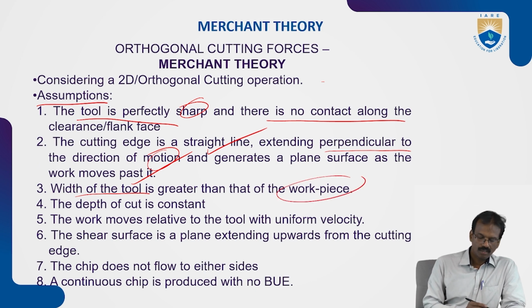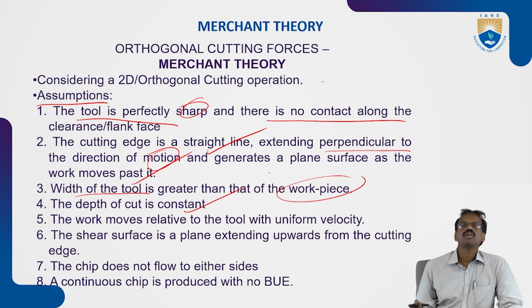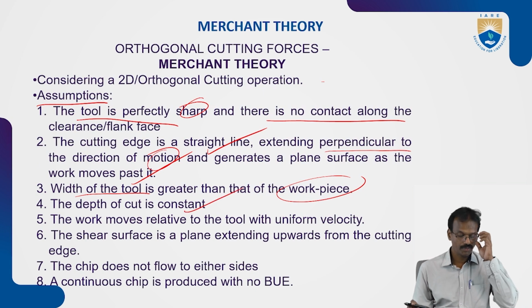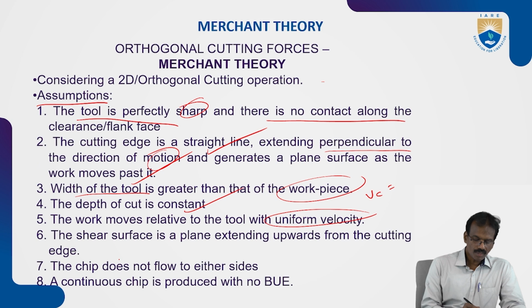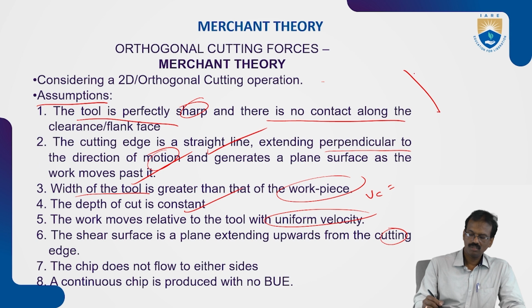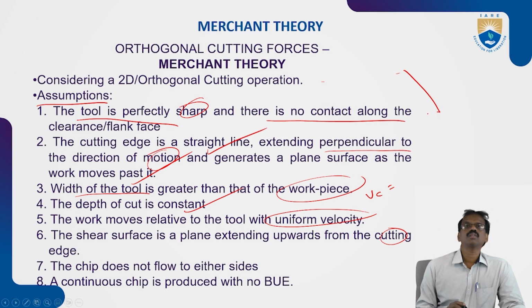Next, depth of cut is also constant, no variation in depth of cut. Next, work moves relative to the tool with uniform velocity. So that VC is uniform. You can take the shear surface as a plane extending upwards from the cutting edge. You know that this is the shear surface, Fs, shear surface AB. So this is how to construct it, as an assumption.